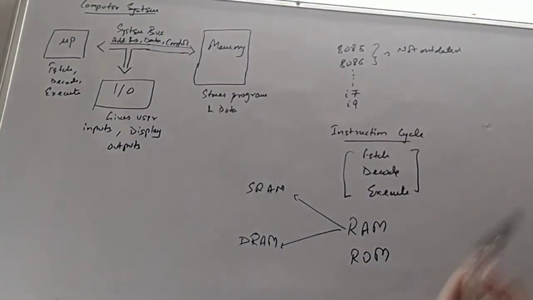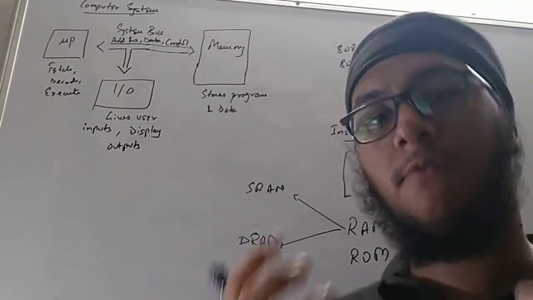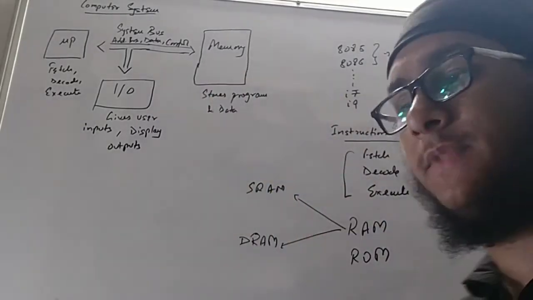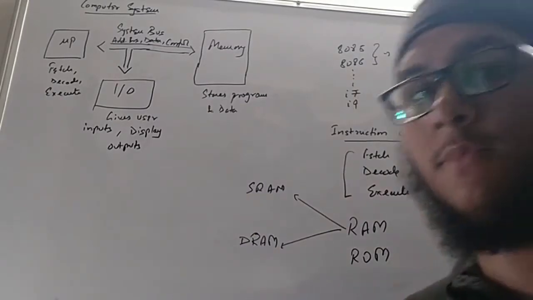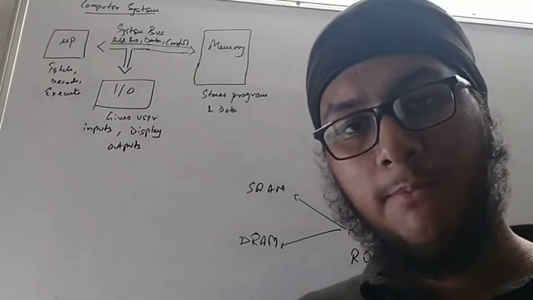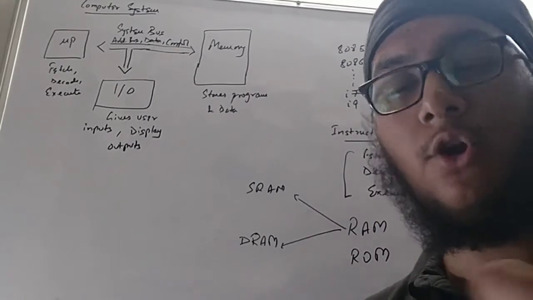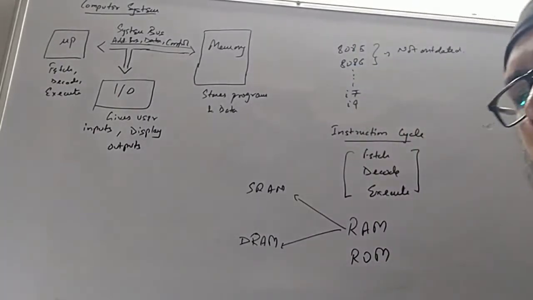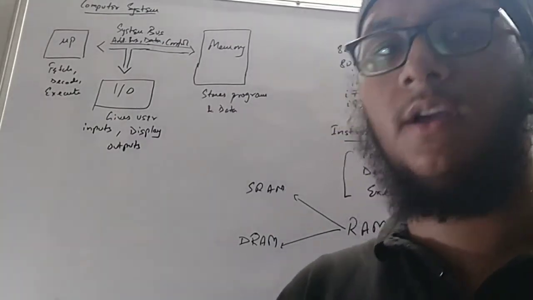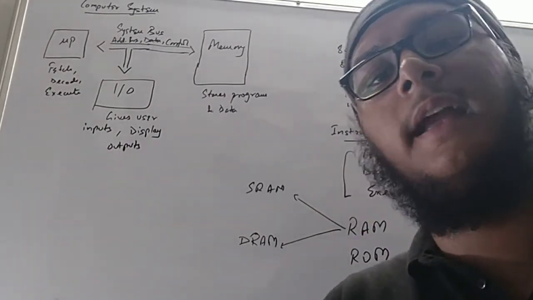Memory. What memory does, just a gist: memory stores program as well as data. Memory is used to store information, in short. It stores two kinds of information, one is program and the other is data. What are program and data? Let's take examples. MS Word, I think all of you are familiar with it. MS Word is a program, and Word documents are data.